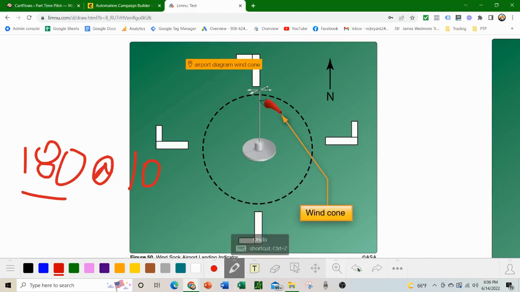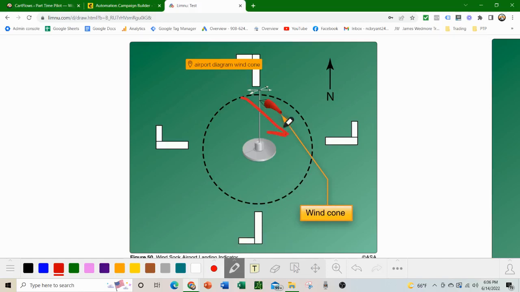So this wind sock points in the opposite direction that the wind is coming. So if you see a windsock pointing in this direction, you know that the wind is coming from the opposite direction. In this case, the wind would be coming from the northwest, about 315 or 320, right?